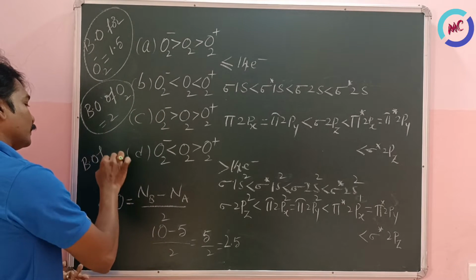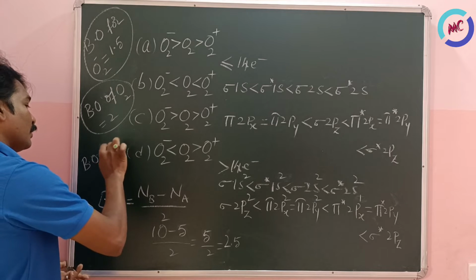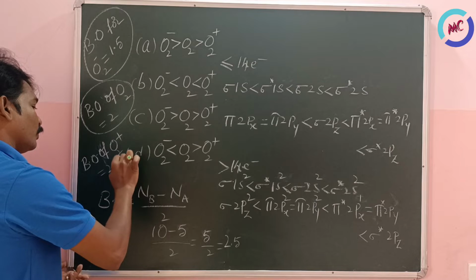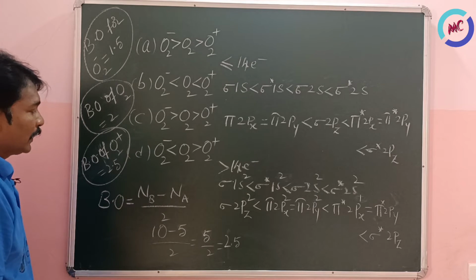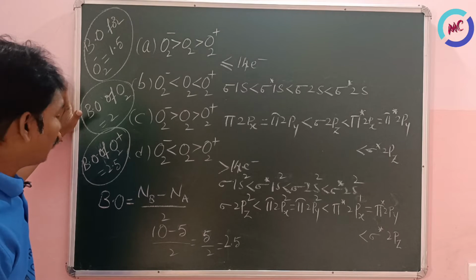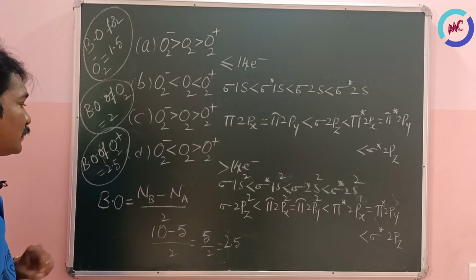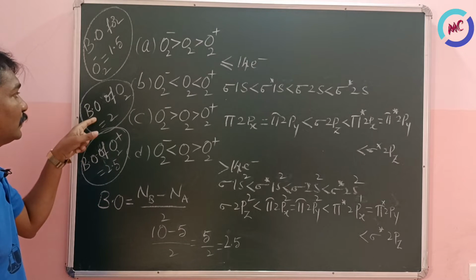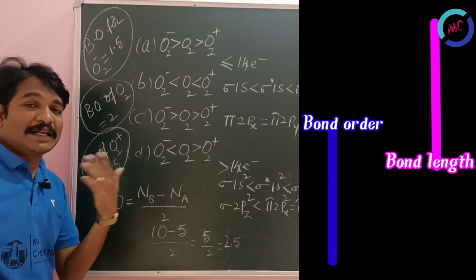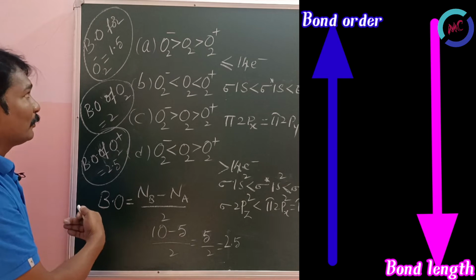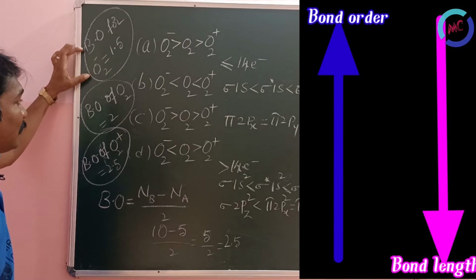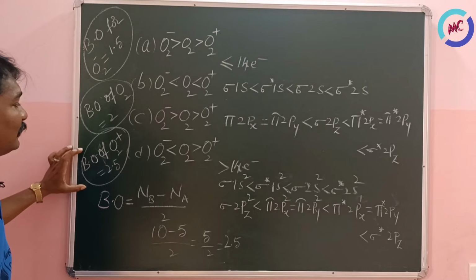Bond order of O2 plus is equal to 2.5. See here, which one has more bond order? O2 plus has more bond order. Next, oxygen, and then O2 minus. Then the bond length order is just the reverse of that one. This one has more bond length, and then oxygen, and then O2 plus.